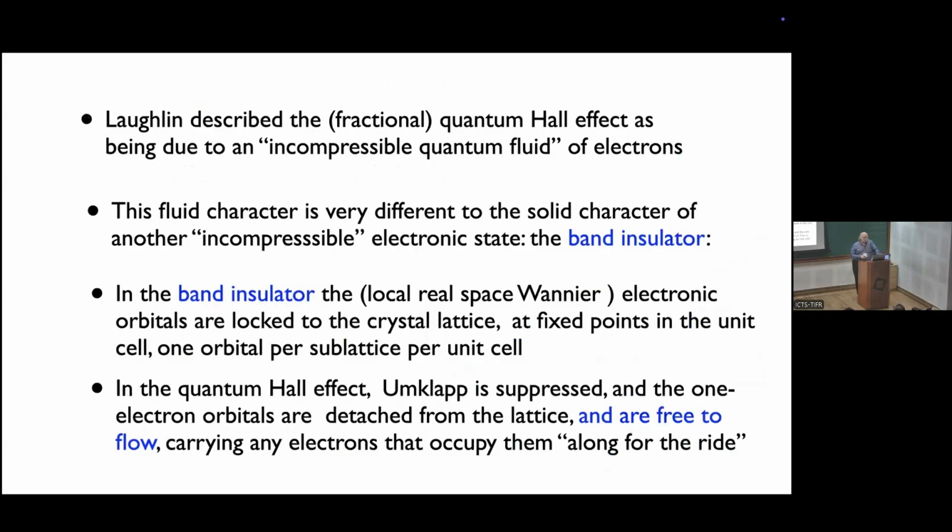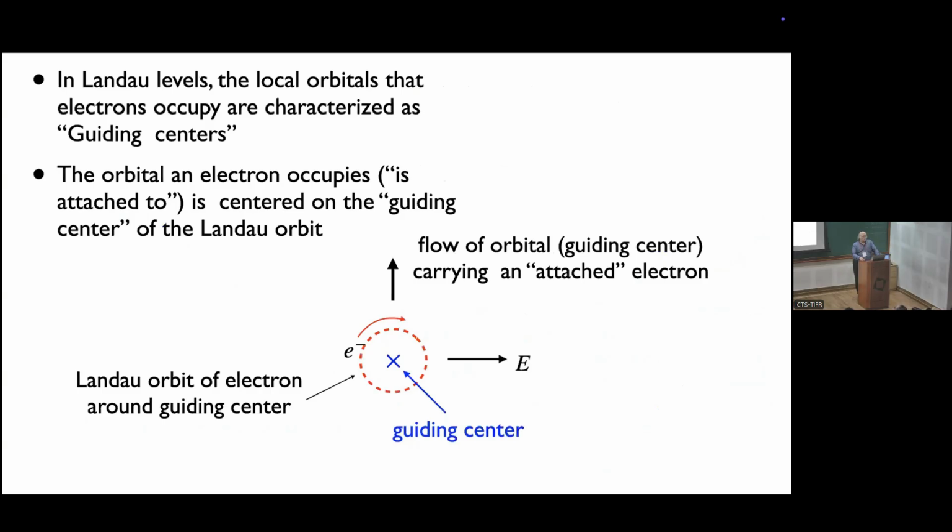Okay, so let's see, this is what I just said. In the Landau levels, the local orbitals that the electron occupies can be characterized by the guiding center. The guiding center is really the anchor on which the local orbitals sit in the Landau level. And the electrons are bound to the guiding centers because they go around the guiding center in Landau orbits. And it's the guiding centers that flow in response to the electric field. The guiding center flows at right angles to the electric field, and it carries with it the charge.